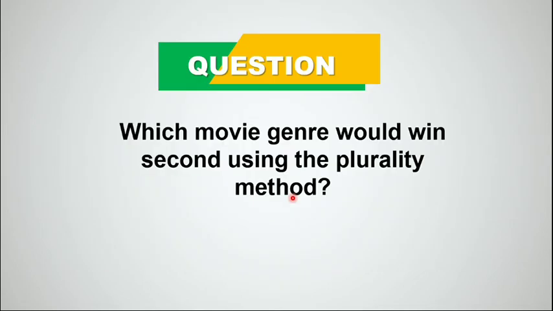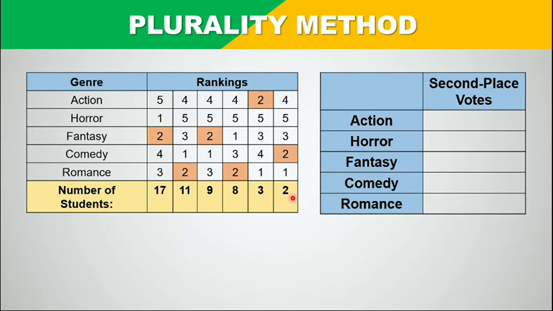Now a question: which movie genre would win second using the plurality method? When we talk about the second place vote, we again consider the second rankings. In action, we have a 2, so we look at the bottom. Its second place votes is 3. In horror, we look if there is a rank 2 here. None, so its second place votes is 0. In fantasy, we have 2 rank 2s, 17 and 9. 17 plus 9, that's 26.